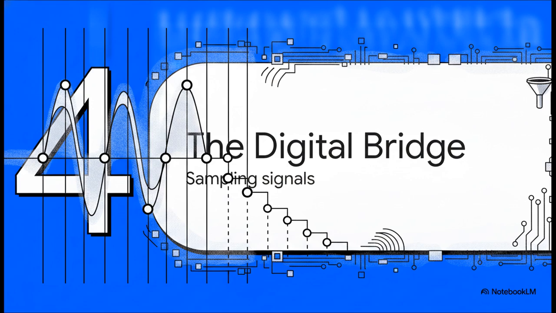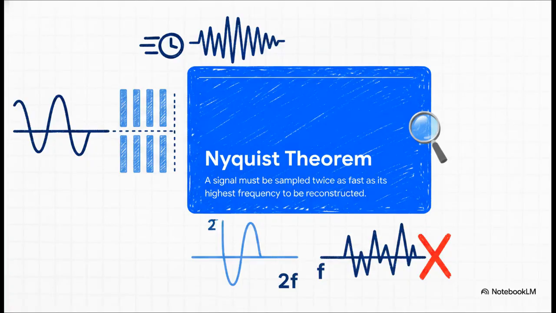But to use that code, we have to cross over in Part 4, the digital bridge and the art of sampling signals. You see, to actually use those digital filters, we have to pull the analog real world into our computers, and we do that through a process called sampling. It's basically converting a continuous analog signal into discrete digital values.